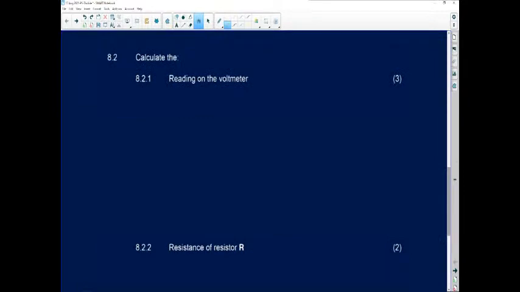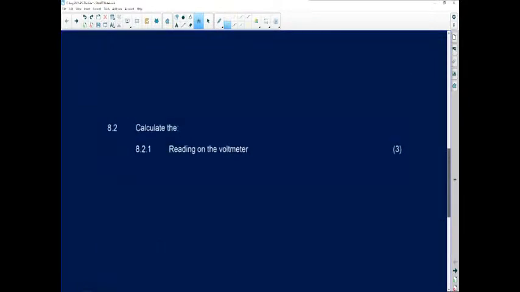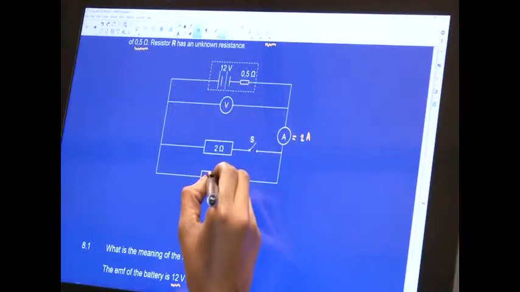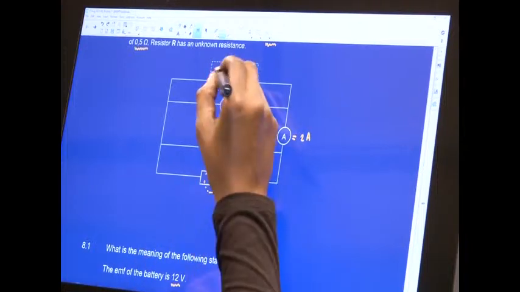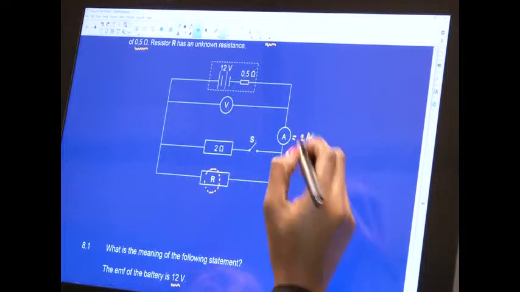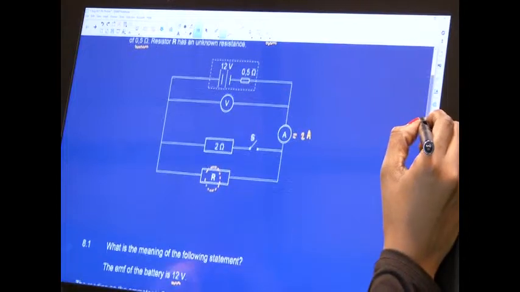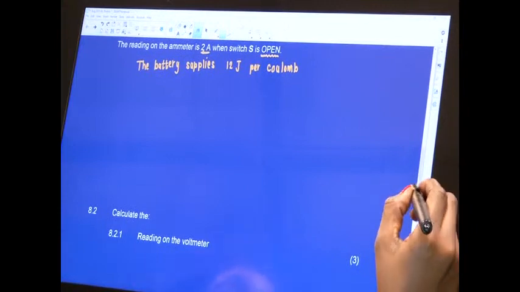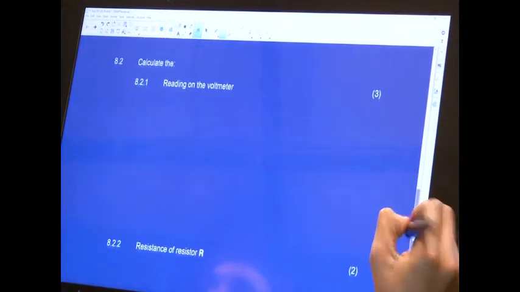Here they say we must calculate the reading of the voltmeter. So let's see where the voltmeter is. So I've got a voltmeter here. I don't know what R is, so using the total resistance formula is completely out. I've got my EMF, internal resistance, and I've got my I since I am given that. So let's calculate that one. They did say the switch is open, so we have some lost volts going on there.